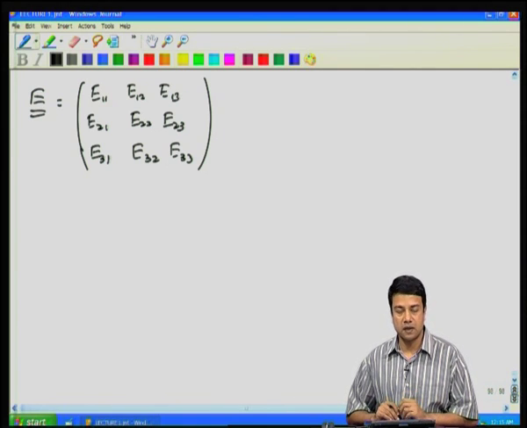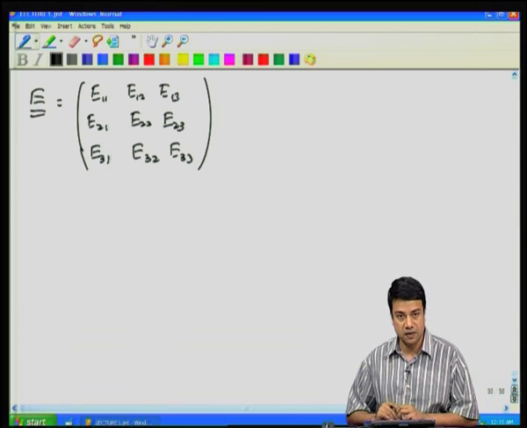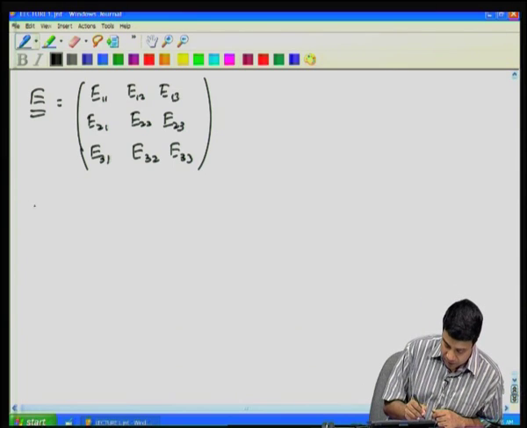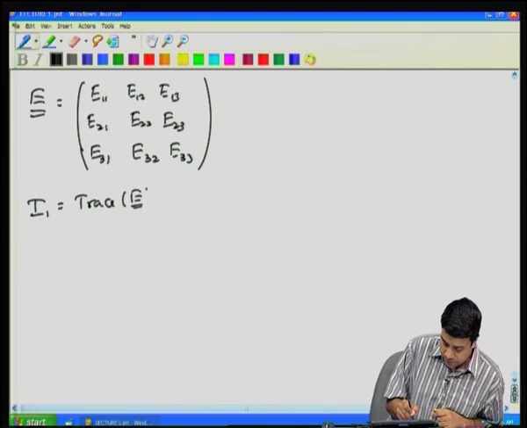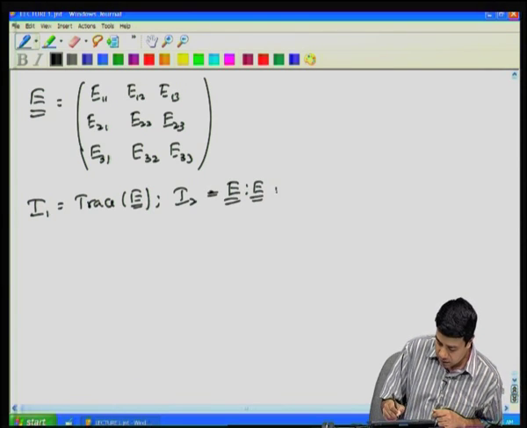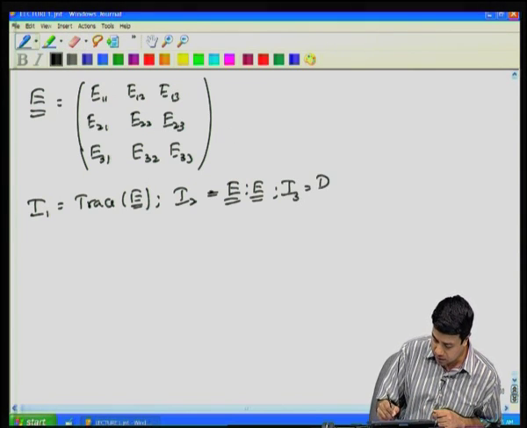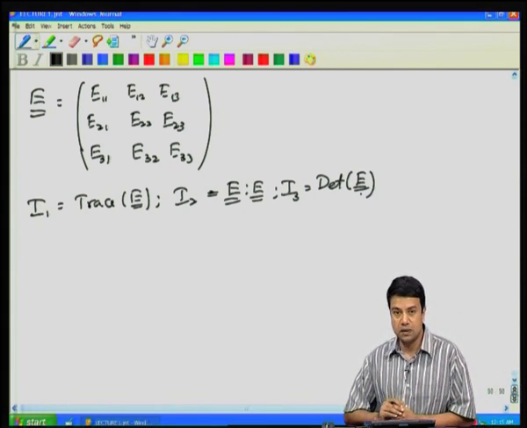And for this 3 by 3 tensor, there are 3 frame invariant scalars. The first is just the trace of E. The second is equal to the double dot product, and the third is the determinant of this tensor. So, these 3 are frame invariant.